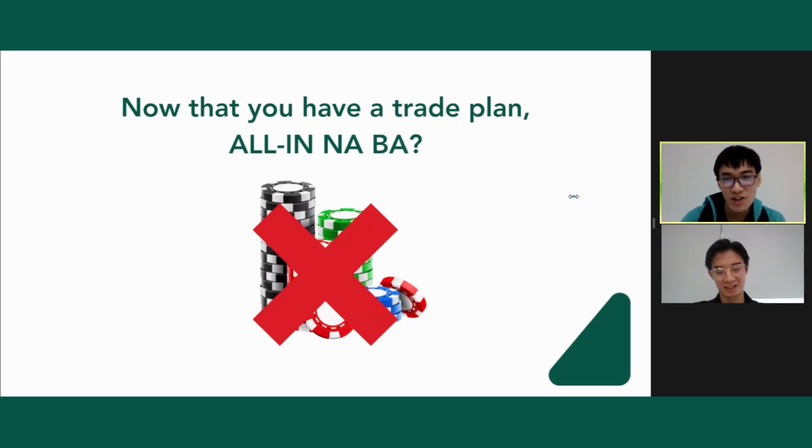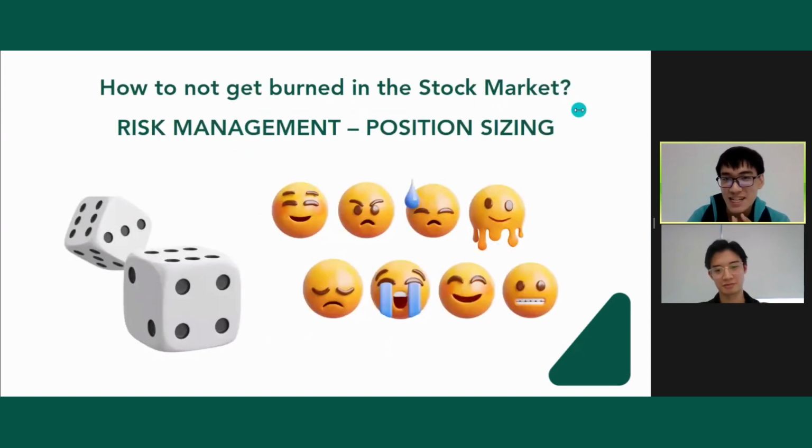If we're not going to go all in, what do we do then? The answer is risk management. That's really the holy grail in trading, how you will survive in the markets, how you will not get burned. It's through risk management, specifically position sizing. Why do we need risk management? Again, trading is like rolling a dice. You're just playing the probability game, and you're not sure if the dice will roll in your favor or not, right? That's why you have to keep your bets at a sizable amount.